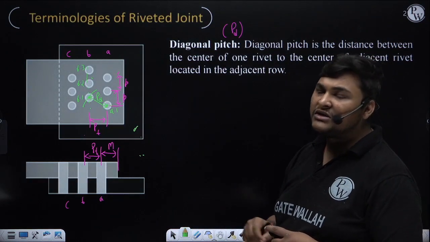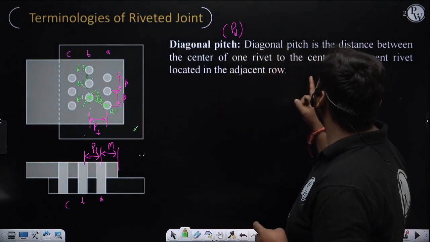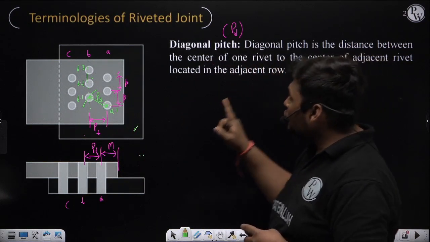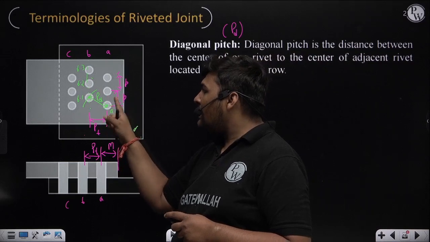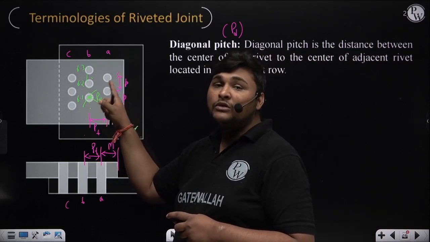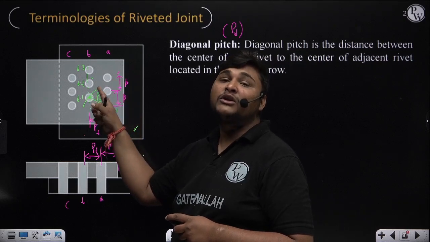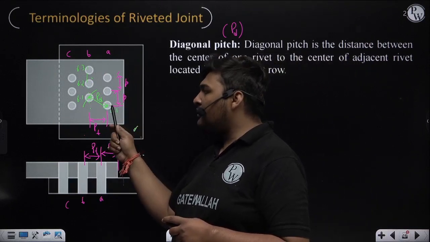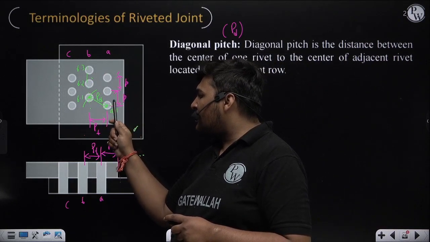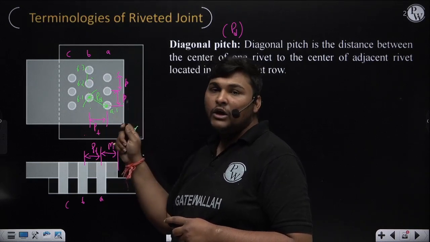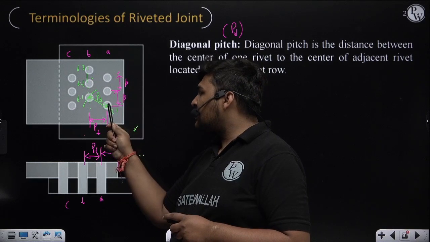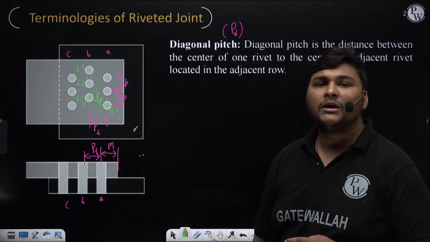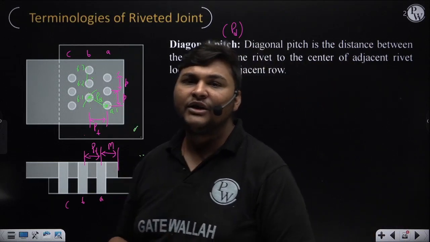It is the central distance between one rivet and the conjugative rivet in the adjacent row. Like if you are taking the first rivet of row A, the conjugative row of row A is row B. So we will also take the first rivet of row B, and the central distance between the first rivet of row A and the first rivet of row B is nothing but the diagonal pitch PD. So these are the terminologies of a riveted joint. Okay.